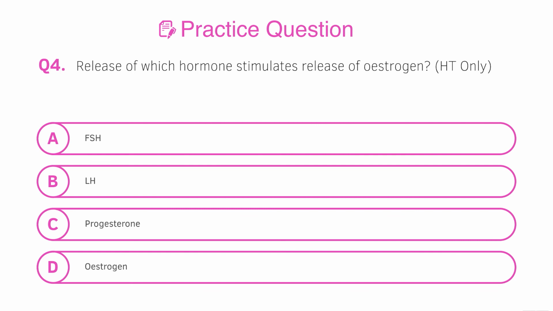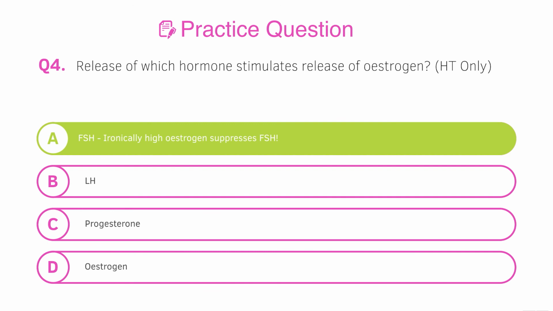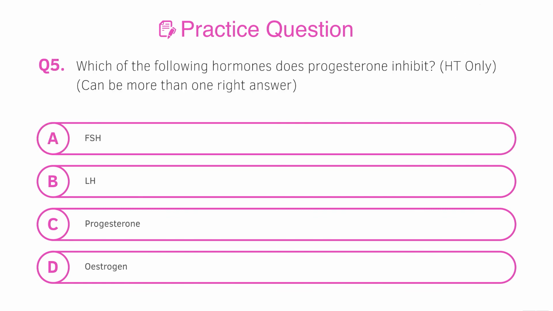Release of which hormone stimulates release of estrogen? So the right answer is FSH. So remember, we have that loop where our FSH is going to be stimulating release of estrogen, and in turn, estrogen is going to suppress release of FSH. We have a nice example of a negative feedback loop here, which we're actually going to be looking at in more detail at a later point in this series of videos. So stay tuned for that.